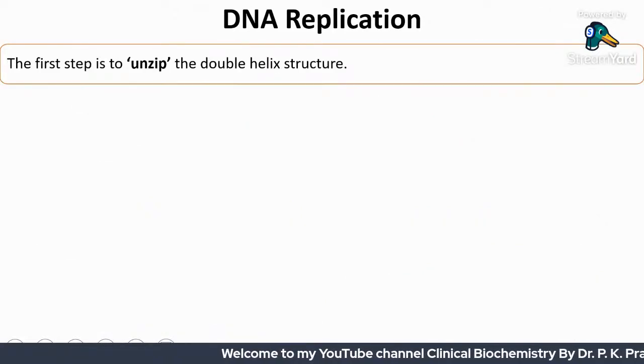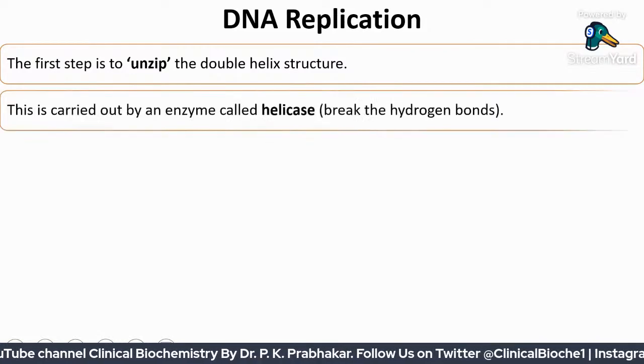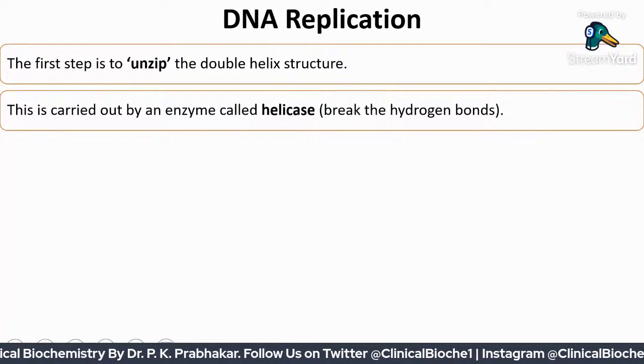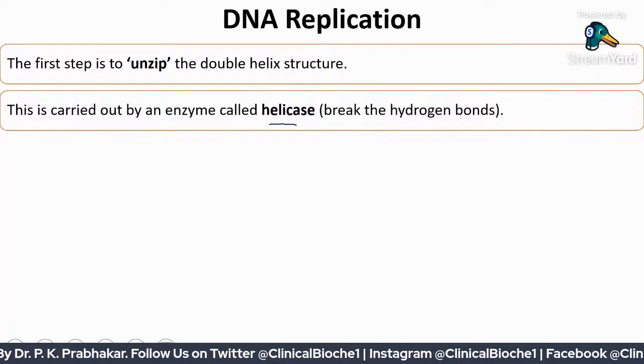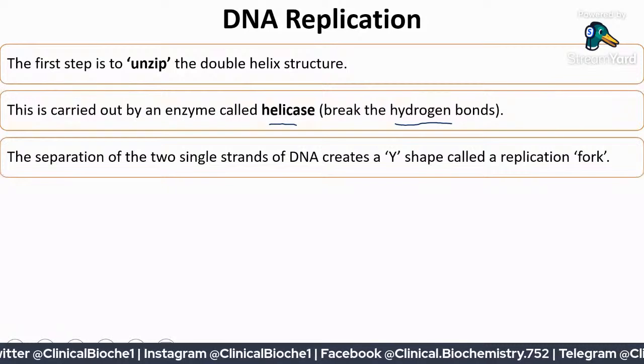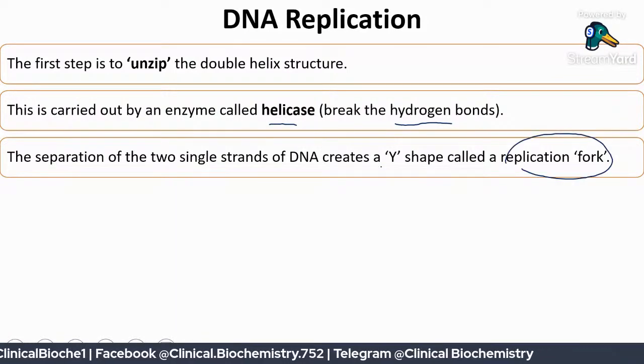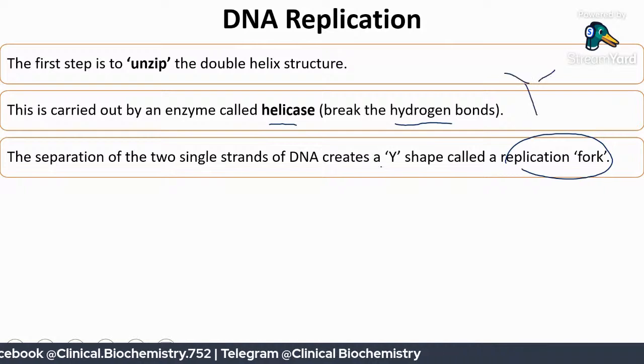So the process which we have discussed till now is: the first step is to unzip the DNA molecule, unzip the DNA double helix. This is carried out by the helicase enzyme, which breaks the hydrogen bonds. The separation of the two strands forms a Y-shaped fork, that is called the replication fork. If two replication forks, two Ys, are joined together, it will give you a replication bubble like this one.